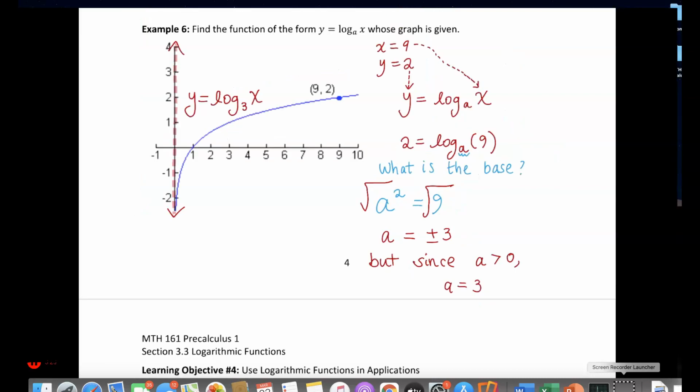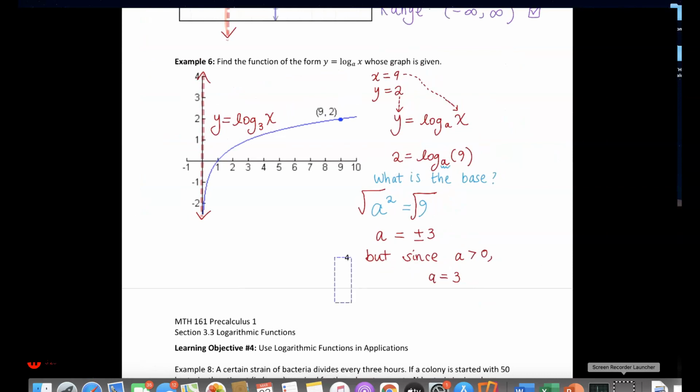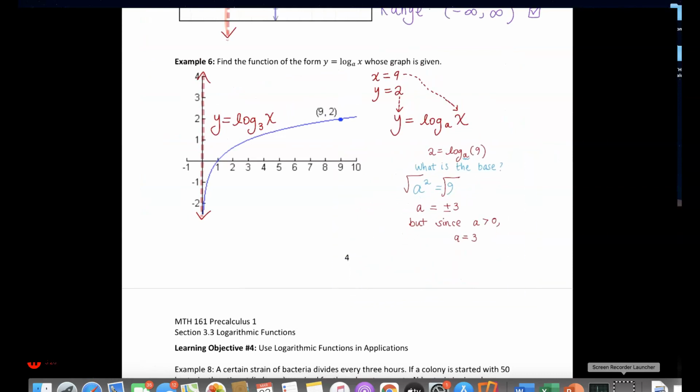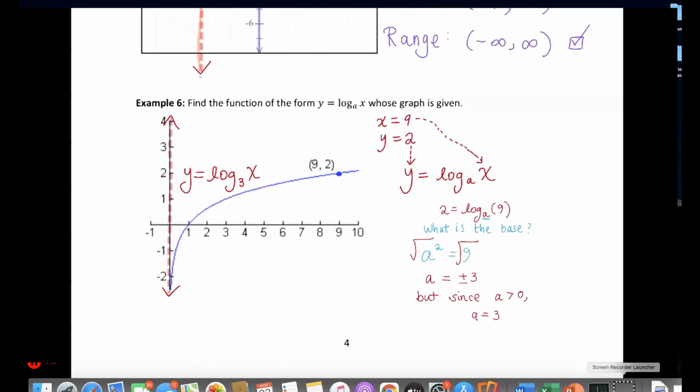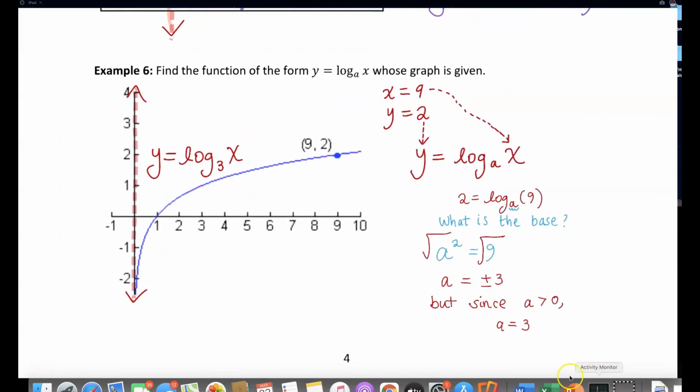That's how you can find the function given a single point on this graph, okay? So that's enough for this video. I will come back and go over the other ones in other videos, okay?